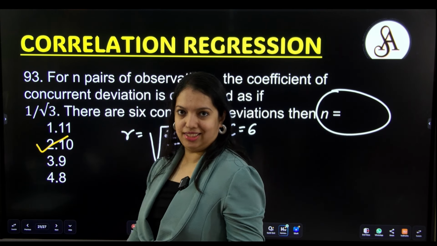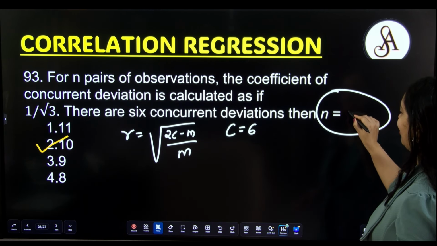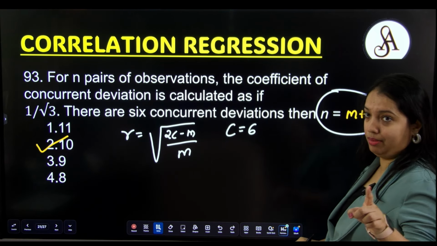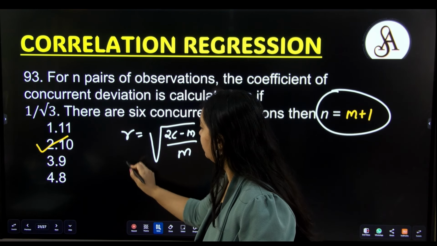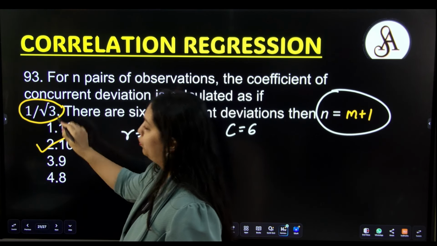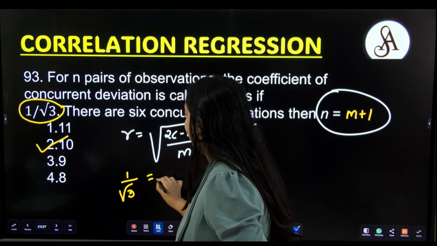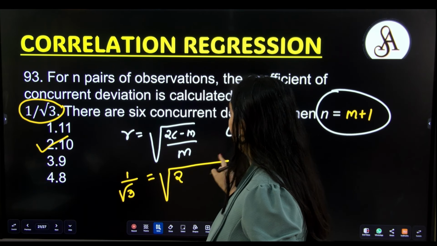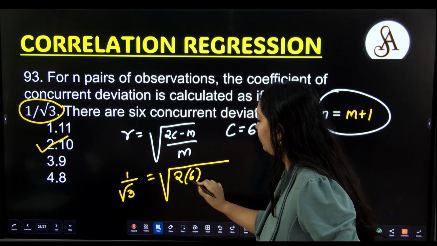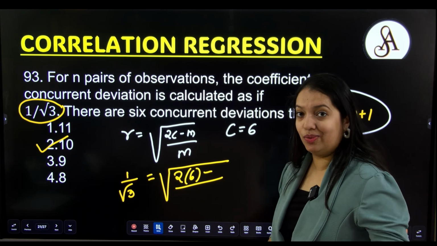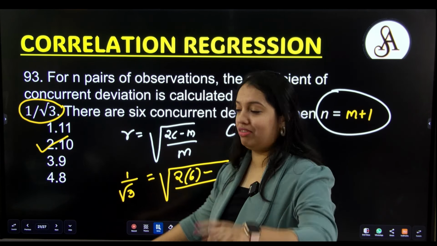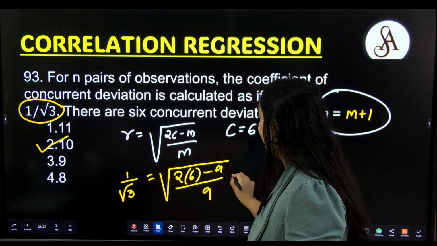But we know the answer. Let's try this out. M value will be N minus 1. Remember this. They have given in the question the correlation value as 1 divided by root 3. I'll take it. 1 by root 3 is equal to square root of 2 into C, 2 into 6 are 12, minus M value. According to me, if N is 10, M value has to be 9, divided by 9.